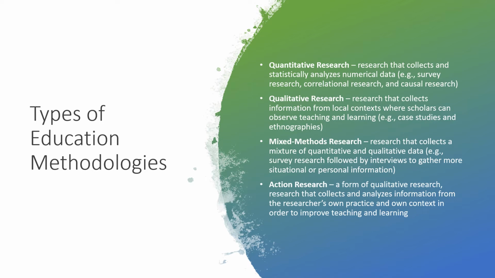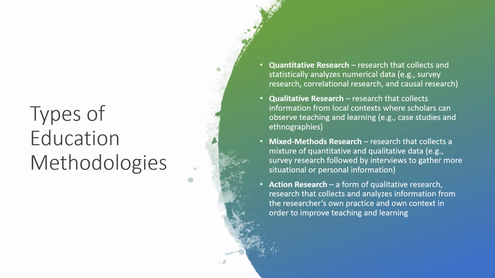Now sometimes some of the strongest research comes from mixed methods research, and that's research that generally begins with a quantitative approach. It says, let's collect a bunch of data about all these variables, and then we'll pick out what's most interesting and follow up with particular people with a particular new research interest in mind based on that data. So the big picture data leads us to smaller questions that we might ask of a smaller group of people. So like survey research followed by interviews to gather more situational or personal information.